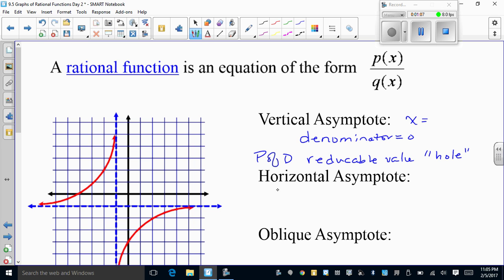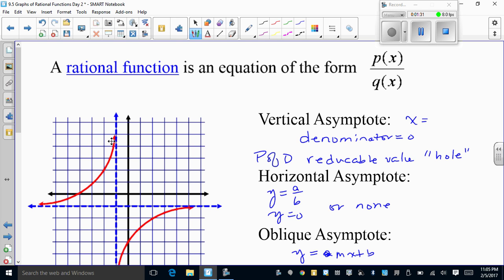Horizontal asymptote, you have 3 different types. Powers are the same. So you're going to have y equals a over b, y equals 0, or none. And the oblique asymptote is always going to be in the form of y equals mx plus b.